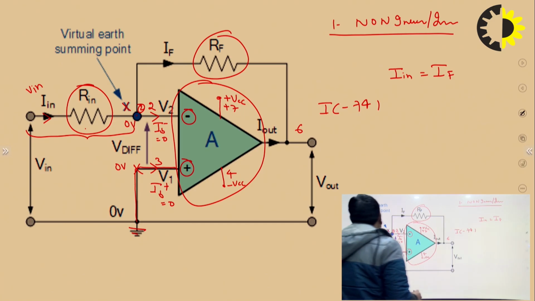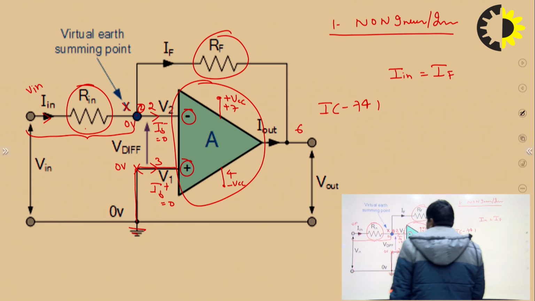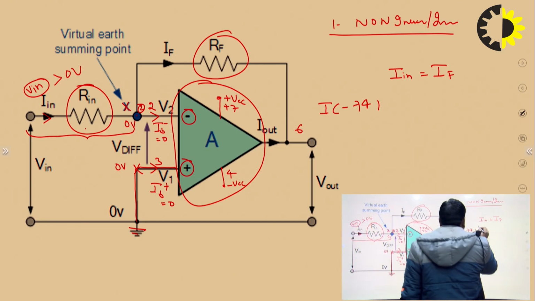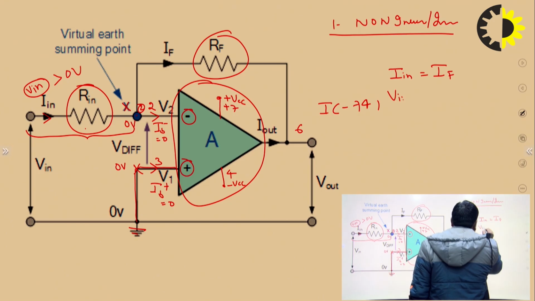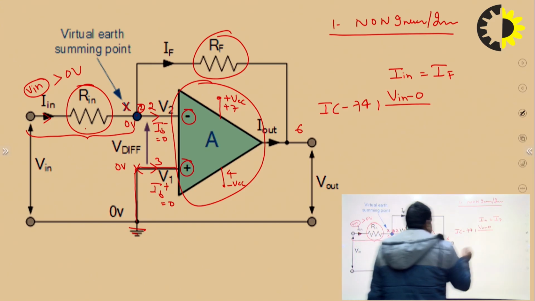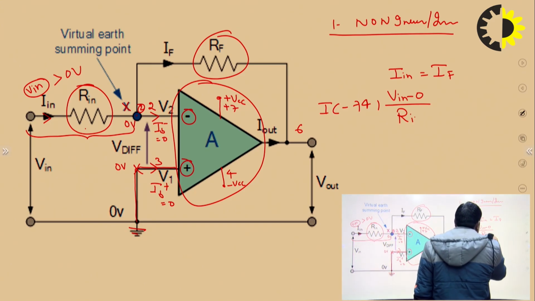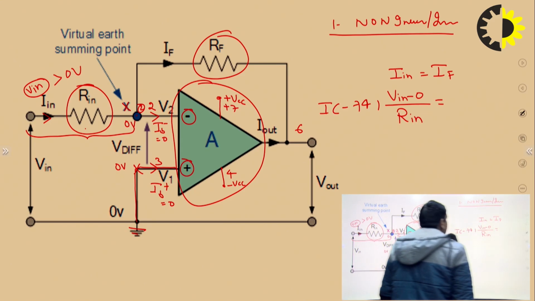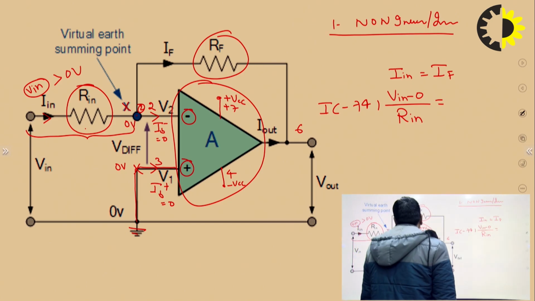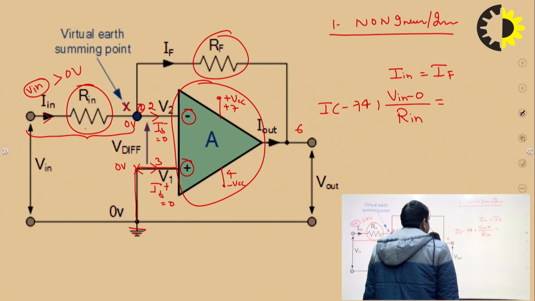We know that current always flows from higher potential to lower potential. That means the V in potential is greater than 0 volts. So the potential difference in that branch is V in minus 0, and the resistance is R in. So the current value of I in is the potential difference upon the total resistance in that branch, which is R in.